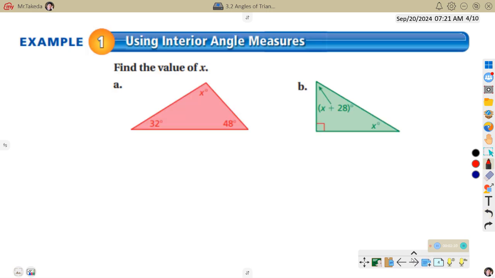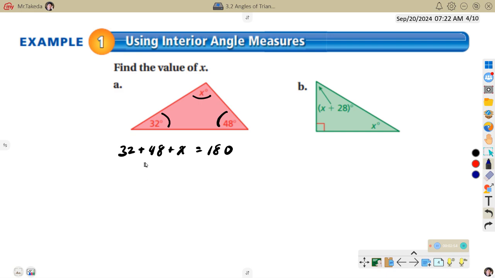So here's our first example. Find the value of X. So we can see in this triangle here, we have measures of 2 angles given to us, but a third is unknown, right? So what we can do, since the sum of all the angles equals 180, I can write an algebraic equation that shows us that the sum, 32 and 48, plus X, that's our unknown, equals 180 degrees.